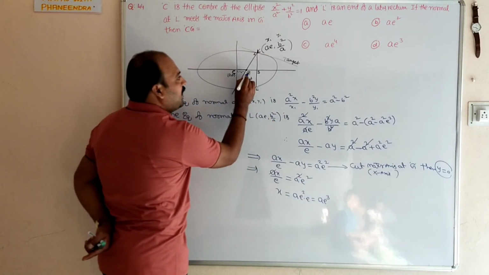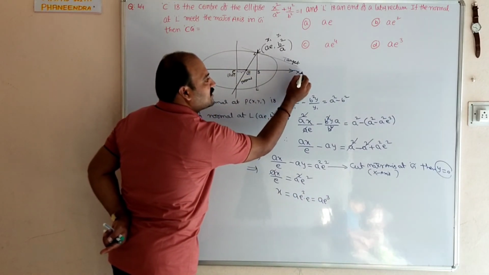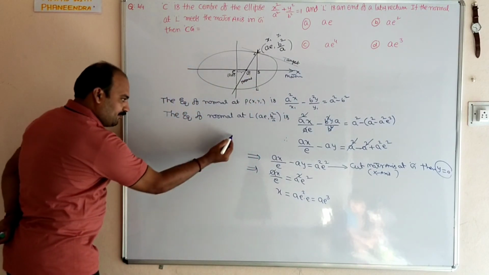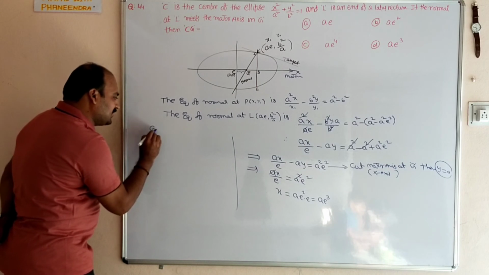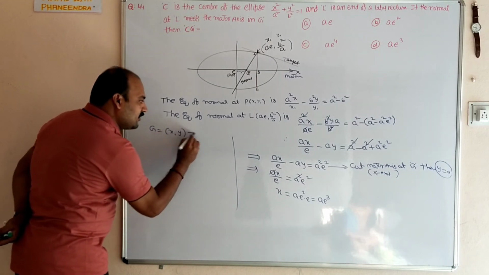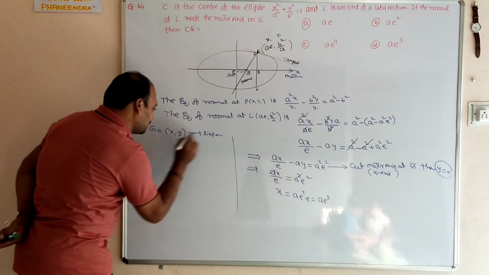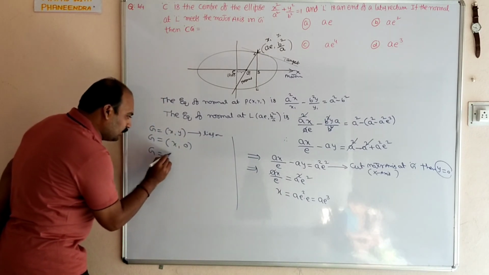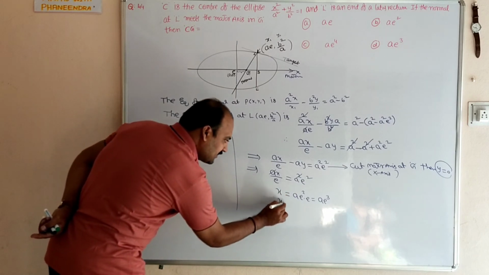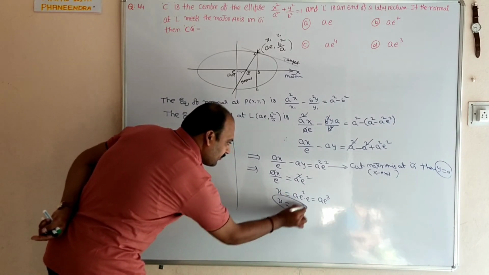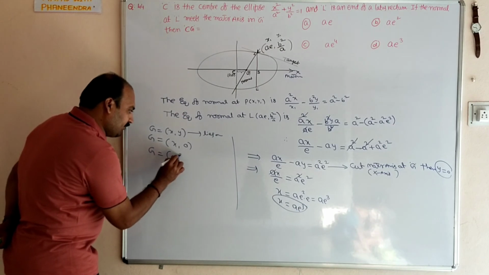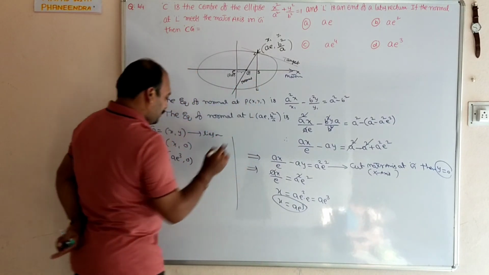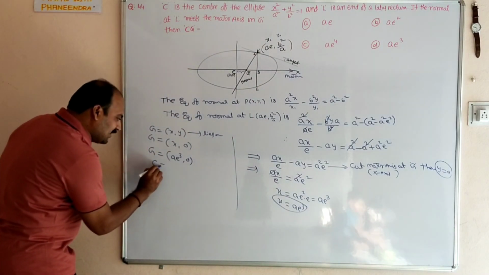So here the G point lies on the x axis, major axis means x axis here. So the coordinates of G is equal to G of x comma y. It lies on the x axis, so it will become x comma 0. So G equal to, x value is what? Here we got it, x is equal to ae cube. So G is ae cube comma 0 and C is 0 comma 0.